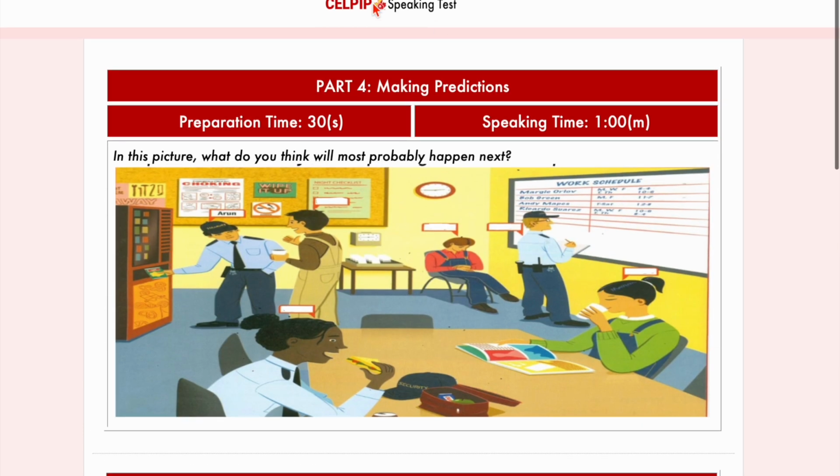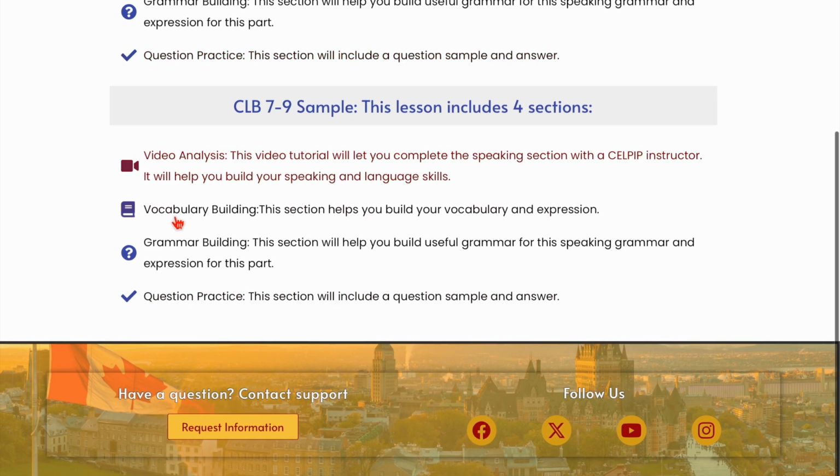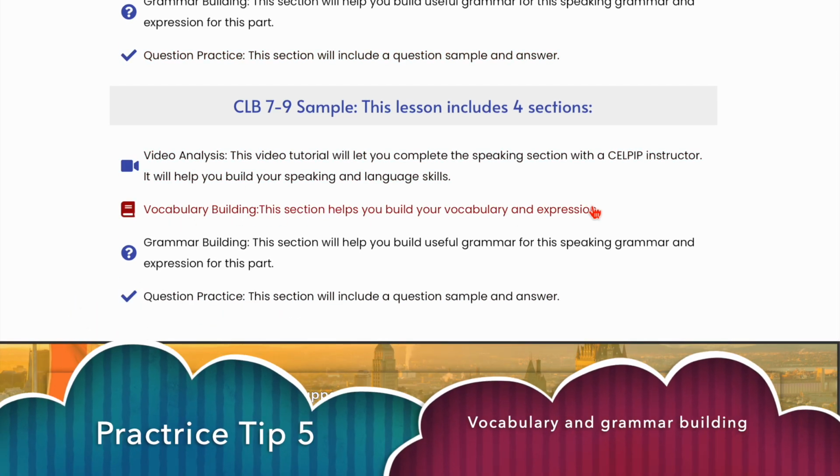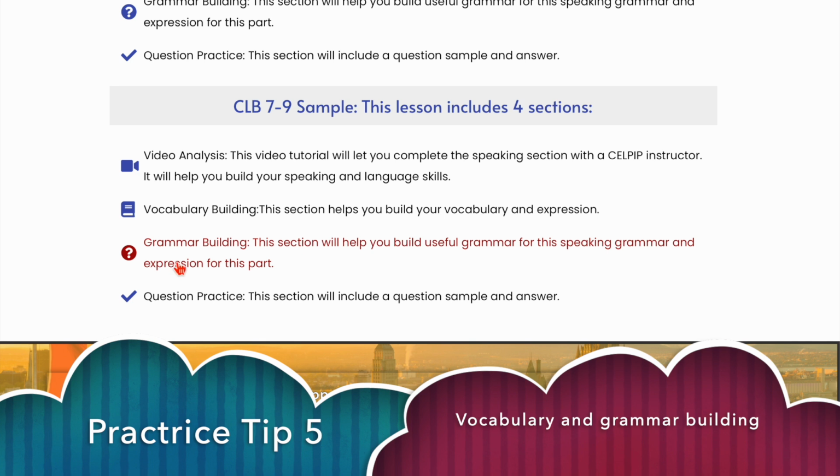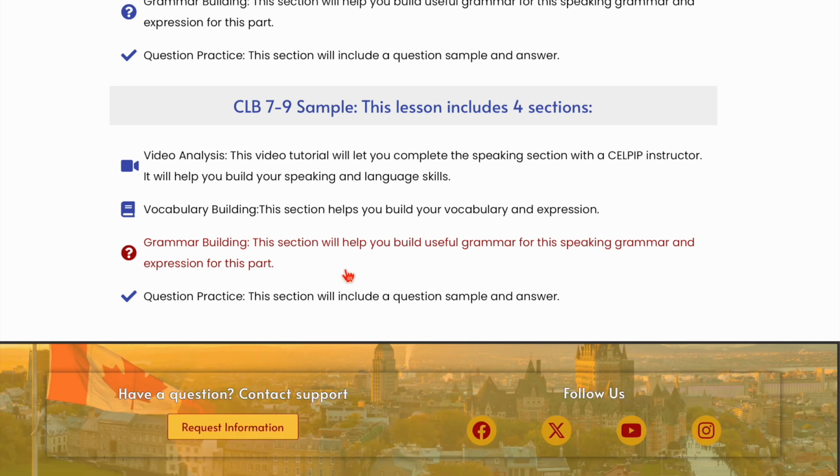And also, everyone, it will be a great idea for you to practice vocabulary building. Very good exercise. And grammar building. Some of the grammar that we used, future continuous and might and may, grammar exercises in here. So great.